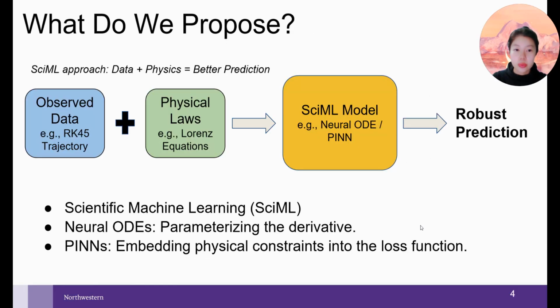This brings us to our proposed solution. We investigate the efficacy of scientific machine learning, which bridges the gap between pure data and pure physics. We evaluate two specific models. First, neural ordinary differential equations, which parameterize the derivative of the hidden state and treat the network forward path as a continuous initial value problem. Second, physics-informed neural networks, or PINNs, which embed the governing differential equations directly into the loss function to penalize non-physical predictions.